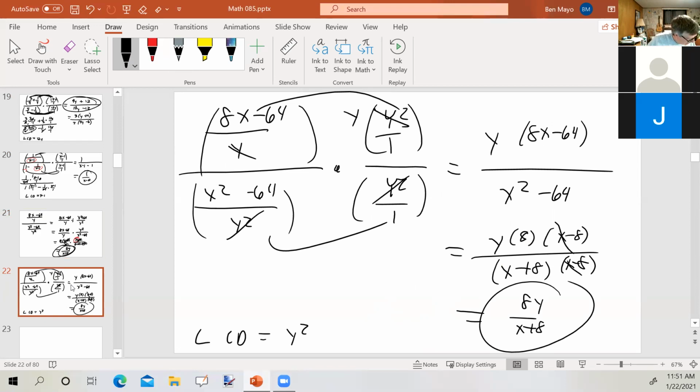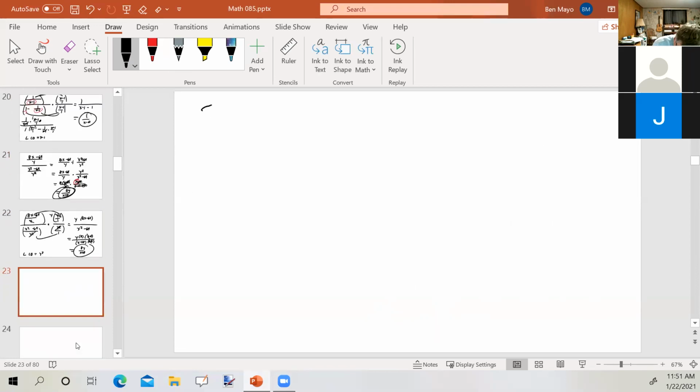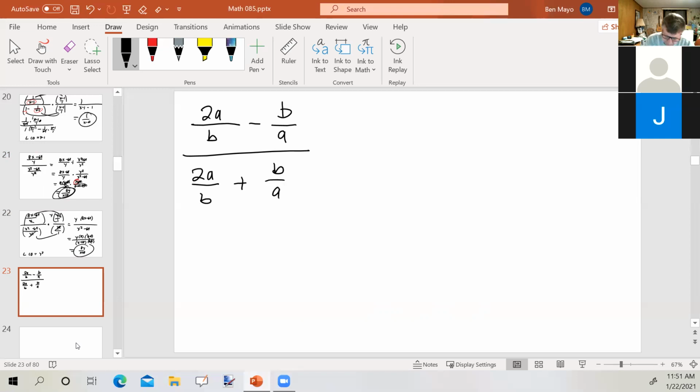Okay, how about this one? 2a over b minus b over a, the whole thing over 2a over b plus b over a. What's the LCD of b, a, b, and a? It's ab.